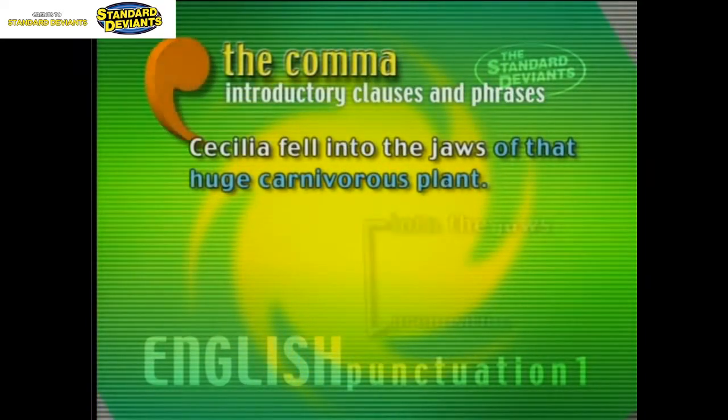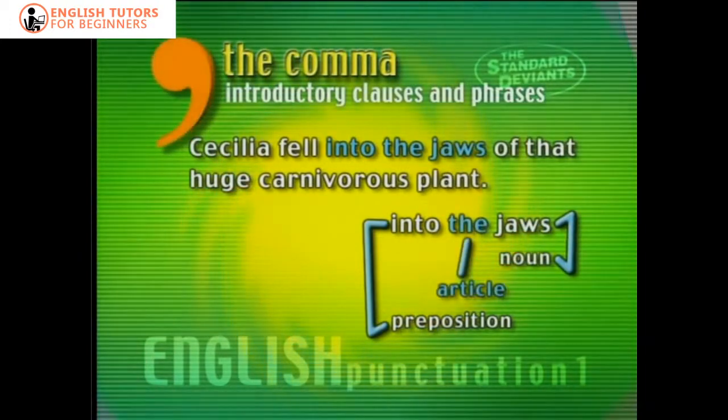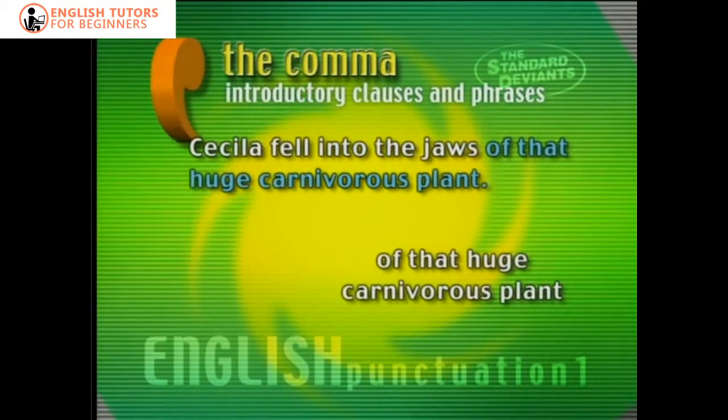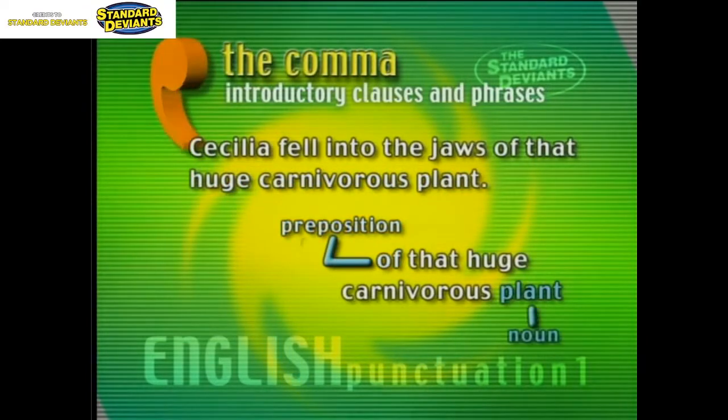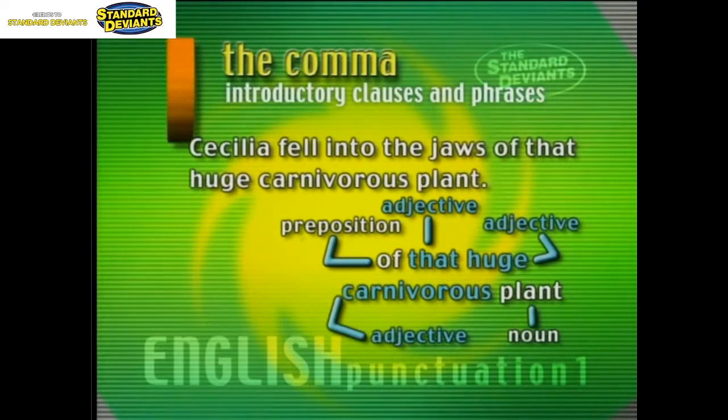The first one is made up of the preposition into, its noun jaws, and the article the. The second prepositional phrase is made up of the preposition of, the noun plant, and all of plant's adjectives, that, huge, and carnivorous. In that example, the prepositional phrases are in the middle and at the end of the sentence. And notice that there's not much fanfare, no special punctuation marks are needed. But when a sentence begins with the prepositional phrase, you can put the comma between it and the rest of the sentence. This is one of the cases where using a comma is optional.